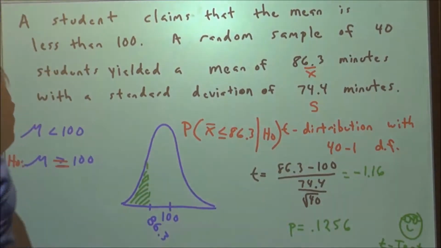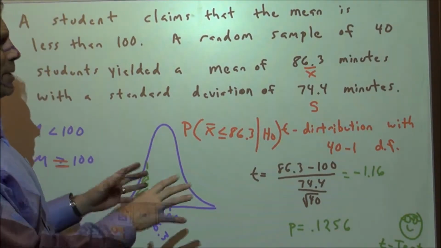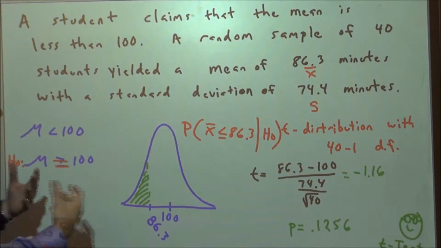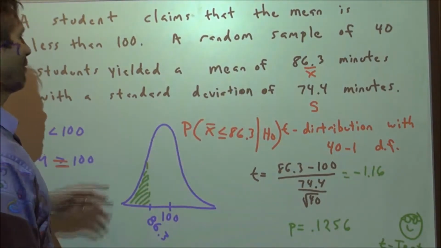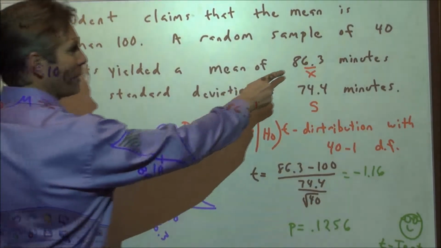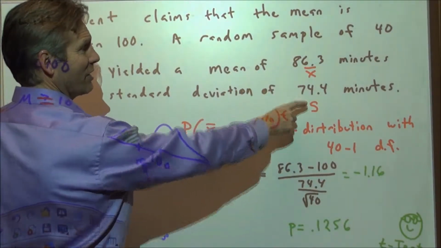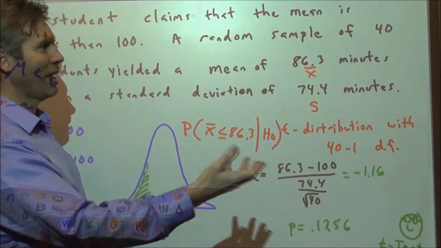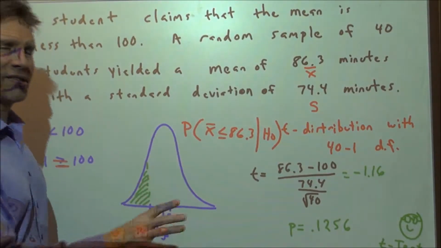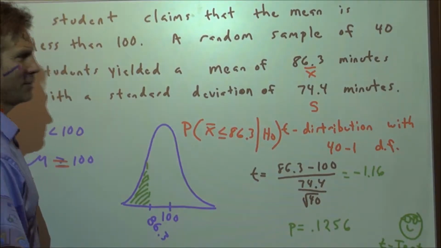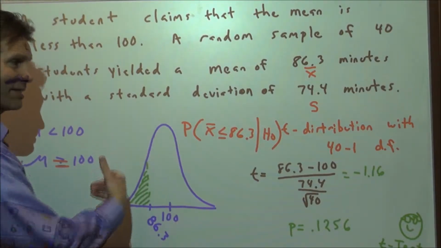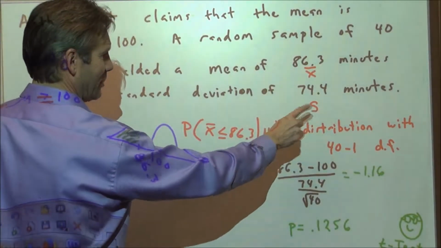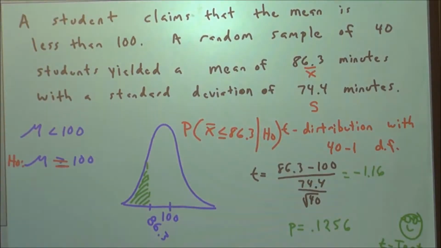Suppose a student claims that the mean is less than 100. They say, come on, we don't spend that much time doing social media, so we're going to test that claim. So we're going to take a random sample of 40. From that sample, we got a mean of 86.3 and a standard deviation of 74.4, and because those numbers came from the sample, those are statistics, not population parameters. We're doing a test on the population parameter. So that's x bar, that's S, and because it's S, we're going to use a t-distribution.